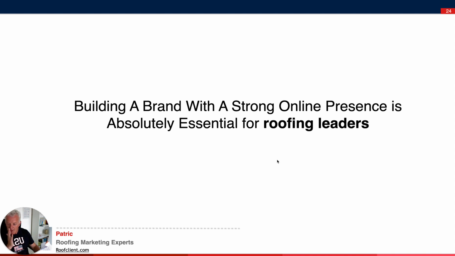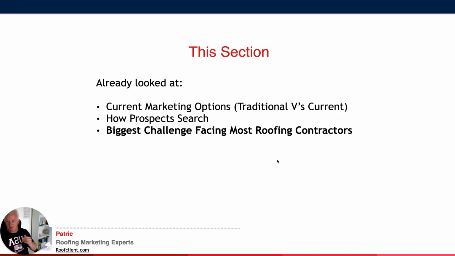That's always good, but you should absolutely prioritize the online source. So in this section, we looked at current marketing options, traditional versus current. We looked at the newspapers versus the digital marketing options, and basically we looked at how prospects search.